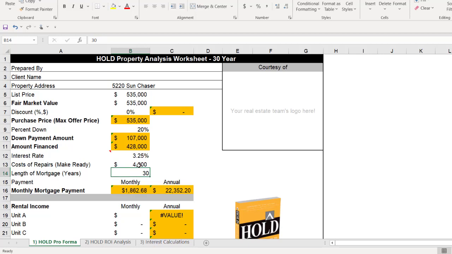The length of the mortgage is 30 years, which means your monthly payment would be $1,862.68. That is your principal and interest. That does not include taxes and insurance, and that's an annual amount of just over $22,000.